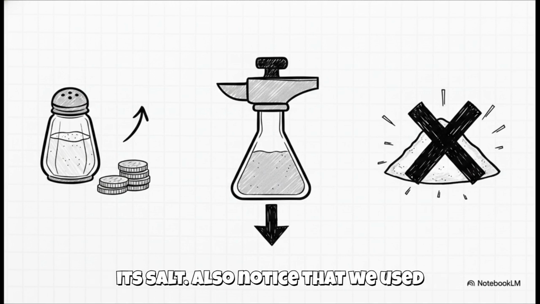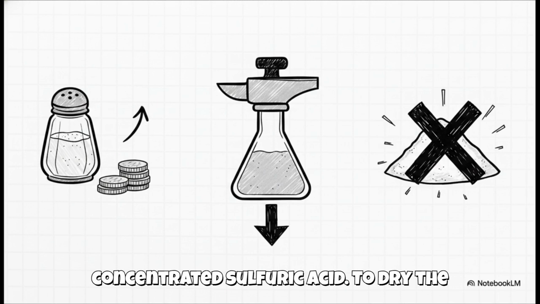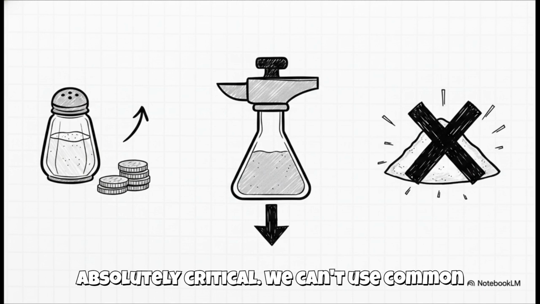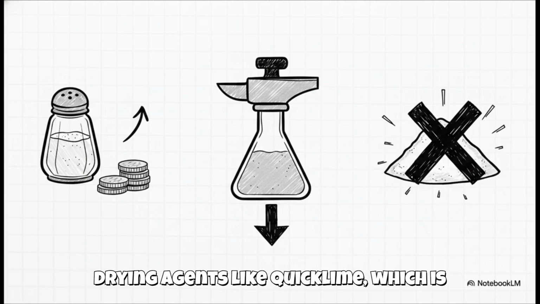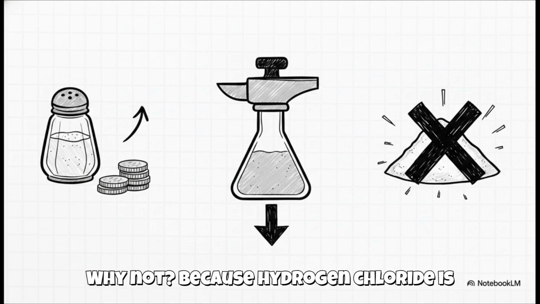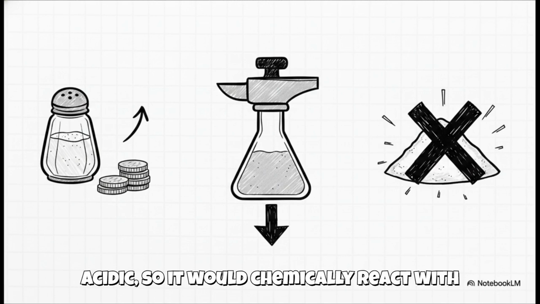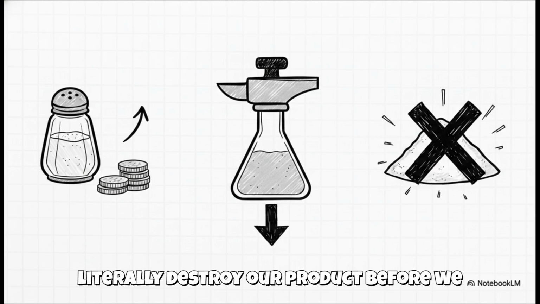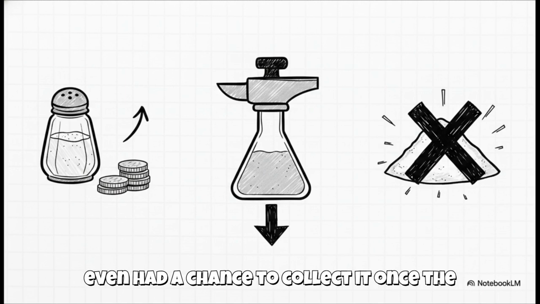Also notice that we used concentrated sulfuric acid to dry the gas in that middle jar. This is absolutely critical. We can't use common drying agents like quicklime, which is calcium oxide, or phosphorus pentoxide. Why not? Because hydrogen chloride is acidic, so it would chemically react with those specific drying agents. It would literally destroy our product before we even had a chance to collect it.